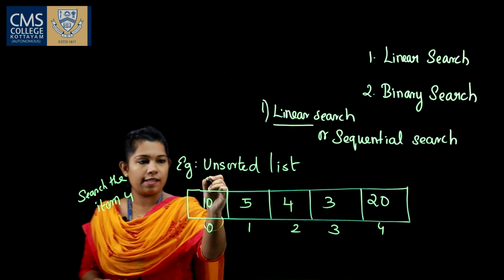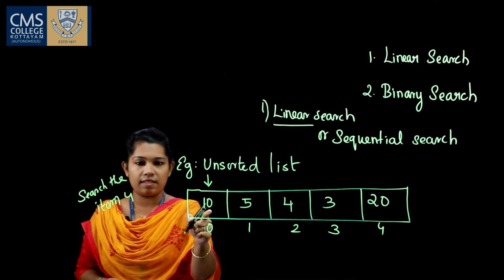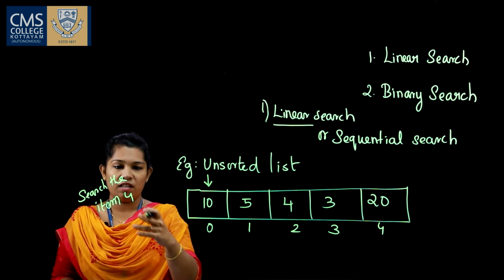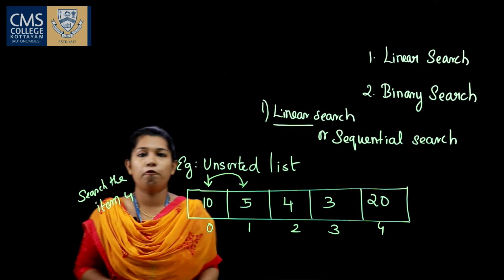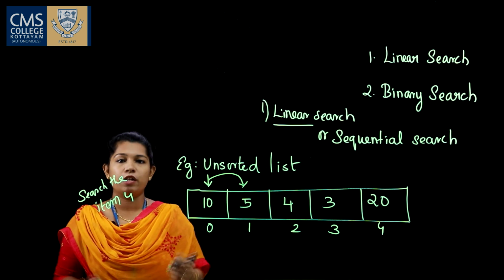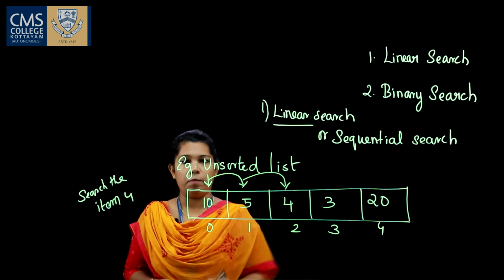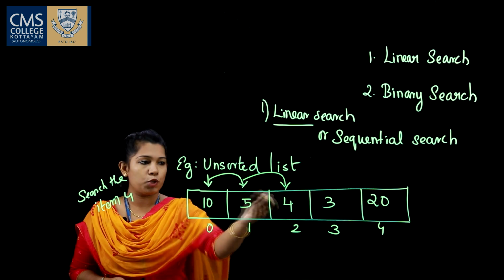First, we start from the first array element, 10. You compare this 10 with the search item 4. When you compare, it does not match. So we move on to the next array element, 5. Again you compare 5 and 4, and again there is no match. So you move on to the next array element. When you compare, 4 has a match with this 4.